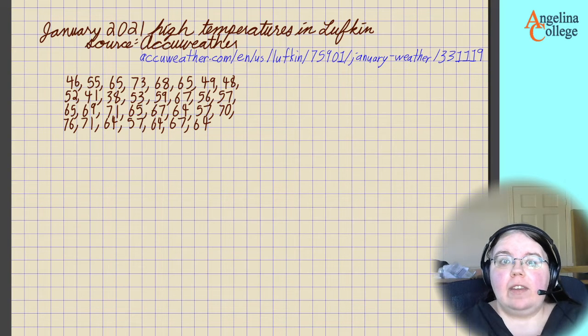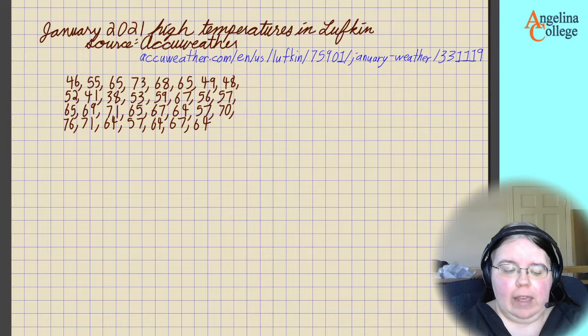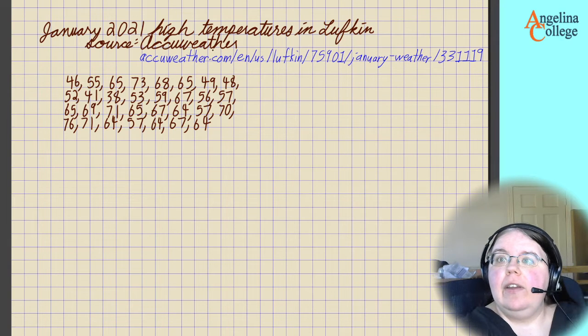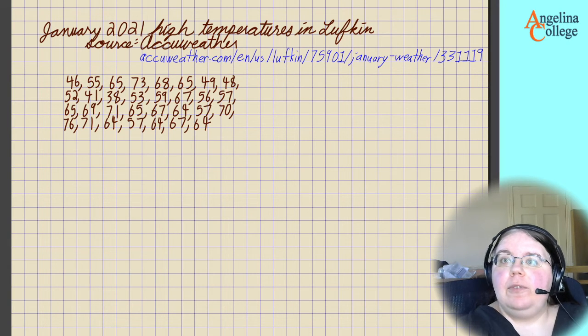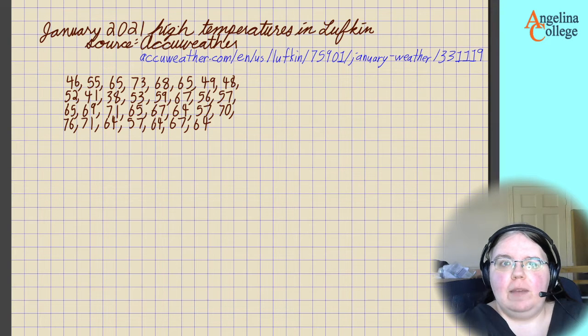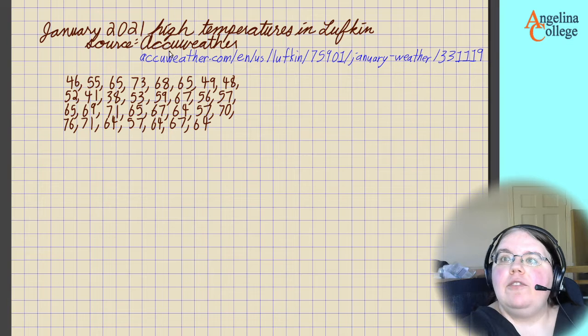This video is an optional resource for anyone who feels like they need some information about how stem plots are used in mathematical communication. So I've got a data set here, and it's the January 2021 high temperatures in Lufkin, so from just last month. We know it was kind of chilly most days. I got this from AccuWeather. The exact link's right there.